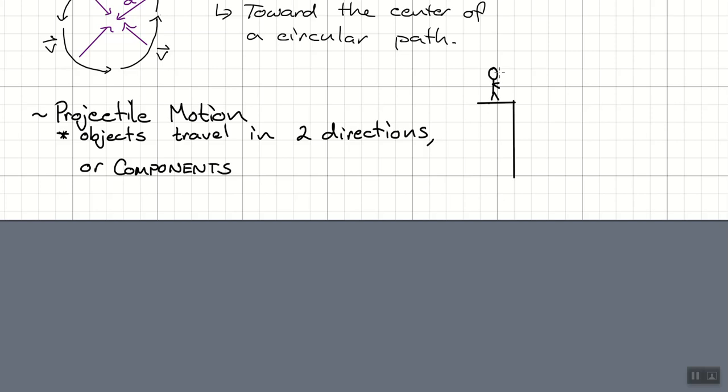Now they're going to throw something. And it doesn't have any thrust, so there's no boosters or anything like that. But they're going to throw something, and they're going to throw it straight out. If they throw this object straight out, do you agree its path is going to look something like this?